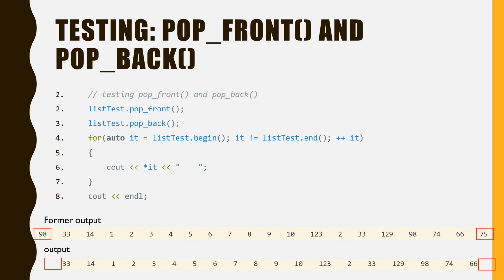Finally, we test the pop front and pop back operations. In line 2 and 3, we try to delete the first and the last data element from the linked list, respectively. And from the output, we can confirm both numbers are properly removed from the linked list.